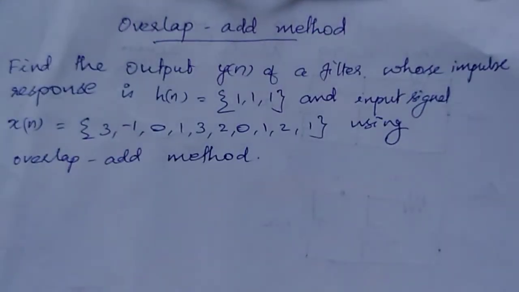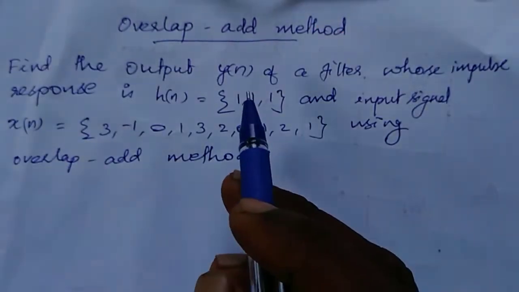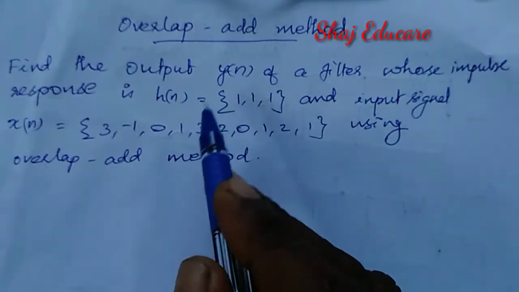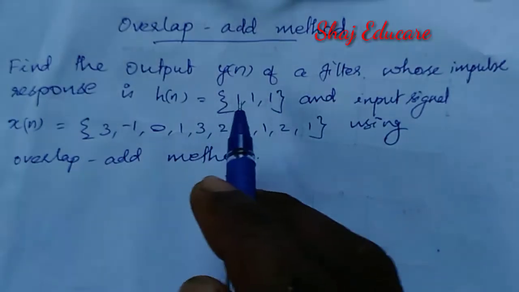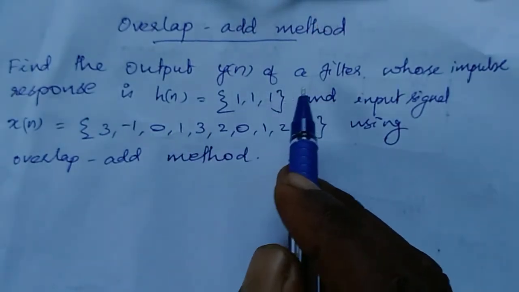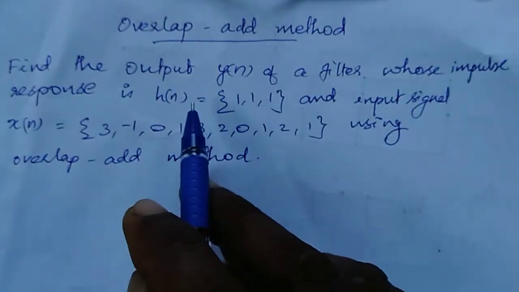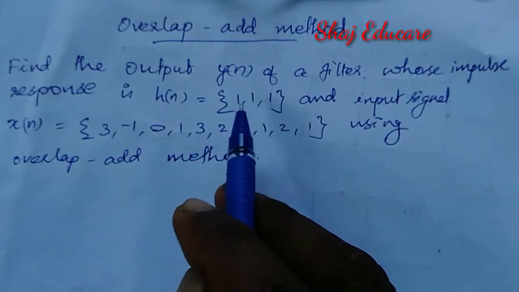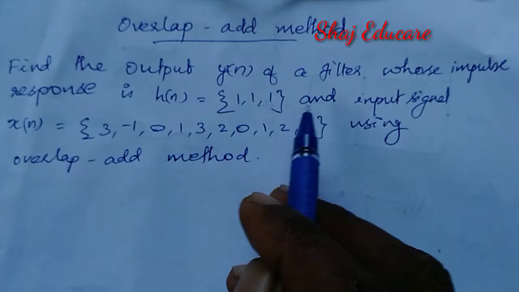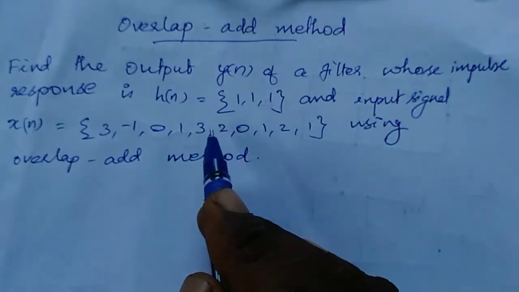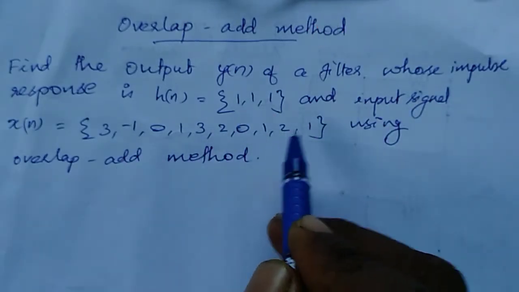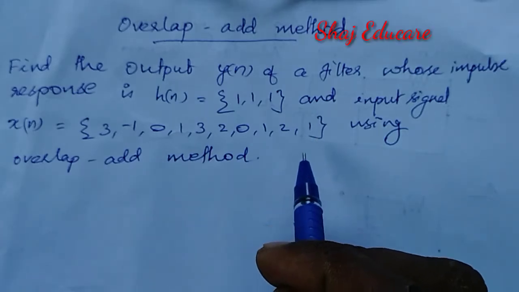Hello, now we are going to discuss the overlap add method by using a problem. The question given is: find the output y of n of a filter whose impulse response h of n is given as 1, 1, 1, and the input signal x of n is equal to this one, using the overlap add method.